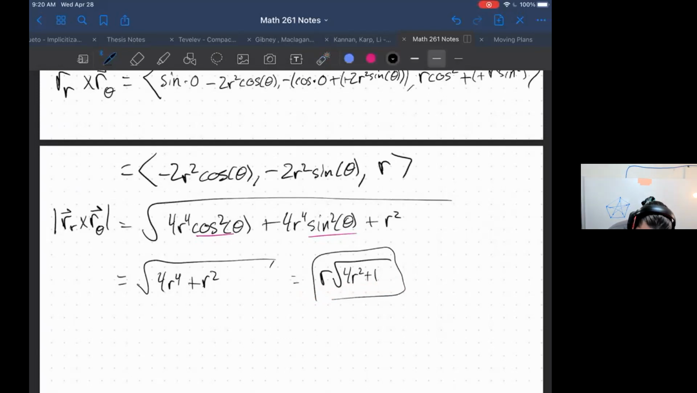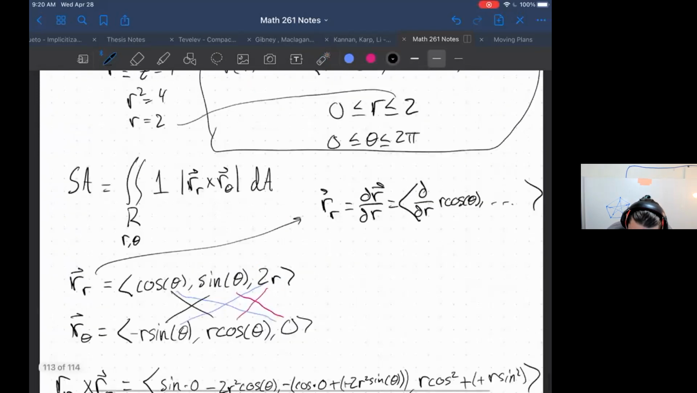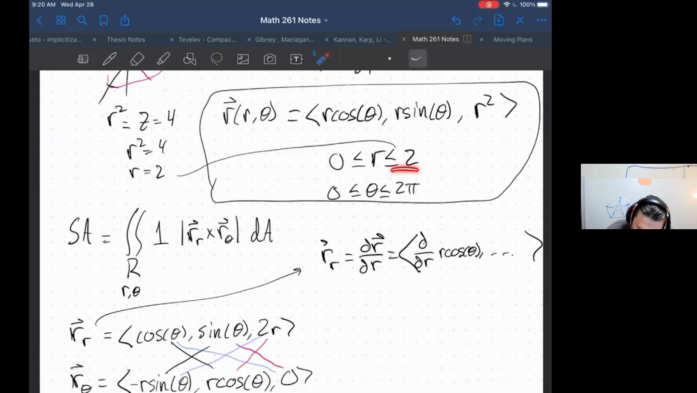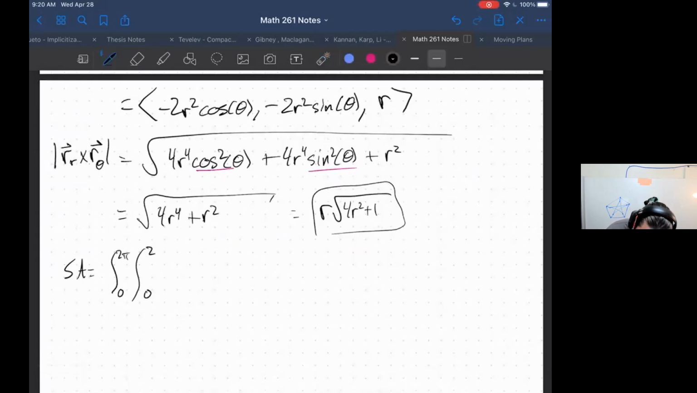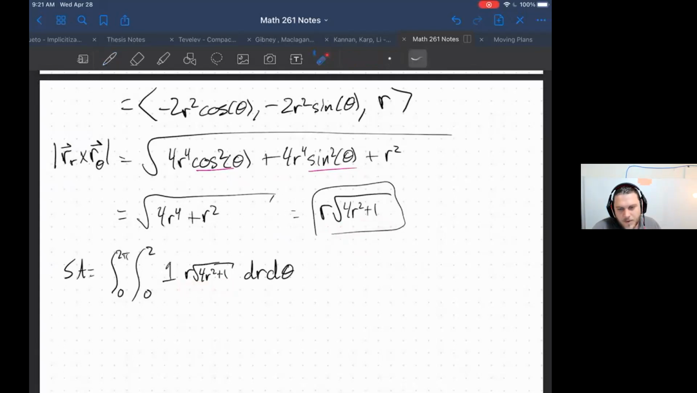So when we're looking at our integral, surface area is equal to the integral from 0 to 2 pi, because those were our theta bounds, and 0 to 2 for our r bounds. And then we're integrating the function r square root of 4r squared plus 1 dr d theta. Right, so again, this kind of exemplifies the warning. You can't just plug in an r here. You have to go through this process.